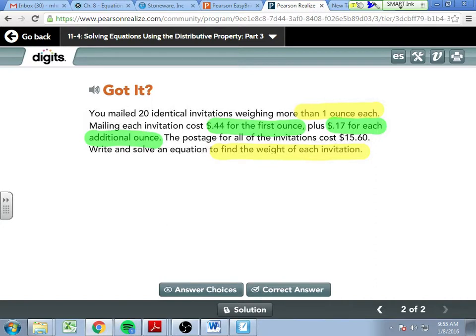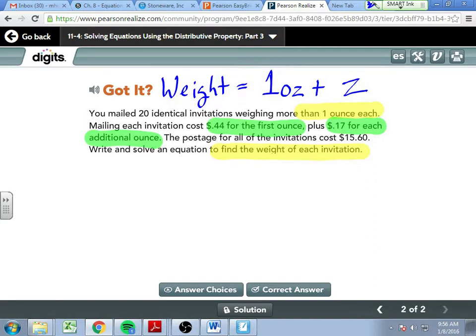So if I want to talk about the weight of each invite, W-E-I-G-H-T, the weight is going to be 1 ounce plus something that we don't know. We know it's over 1 ounce, but we don't know by how much. So I'm going to introduce a variable Z, and Z is going to be my extra ounces. Like our H in the boat problem was the extra hours. Z is our extra ounces after the first one.